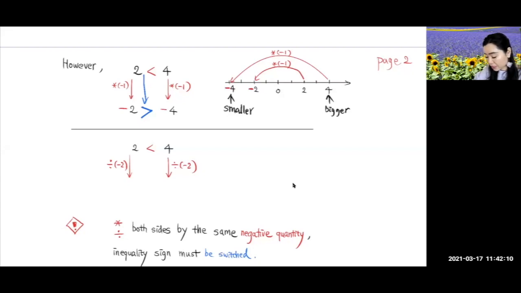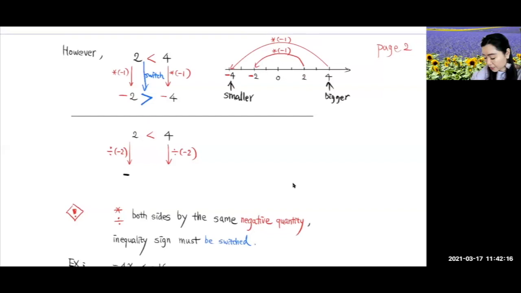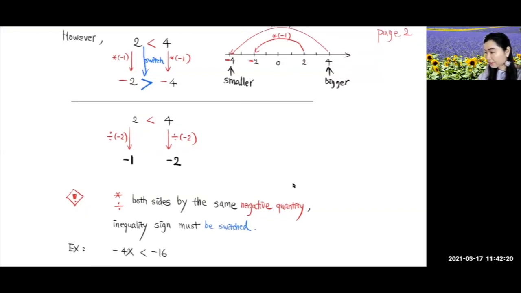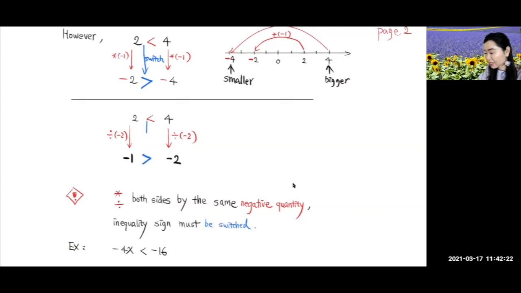-1 is greater than -2, right? So you see that the inequality sign here also switches. The tip over here was pointing to the other side. When you divide both sides by the same negative quantity, you need to switch the inequality sign. So I make a weak mark over here.